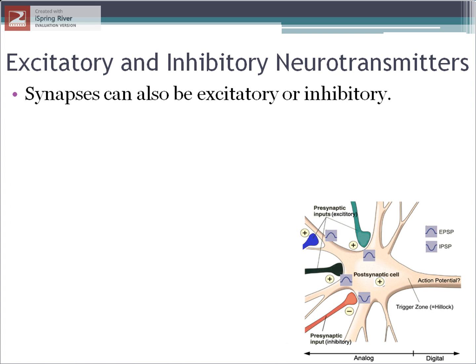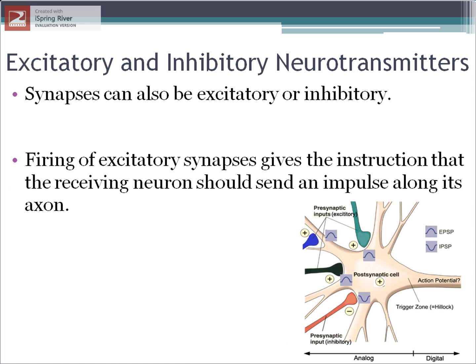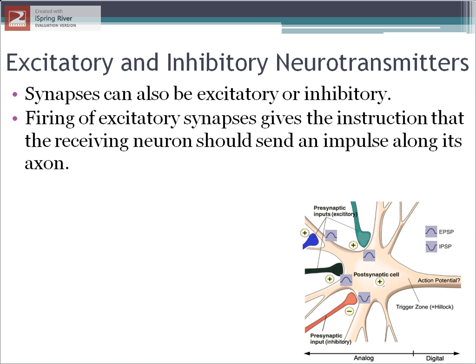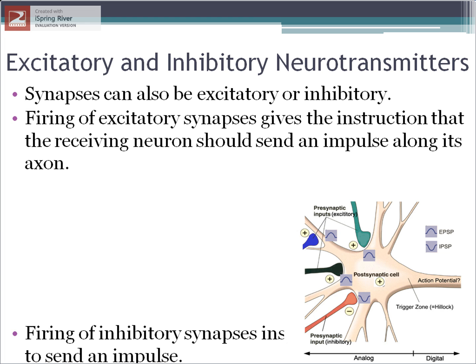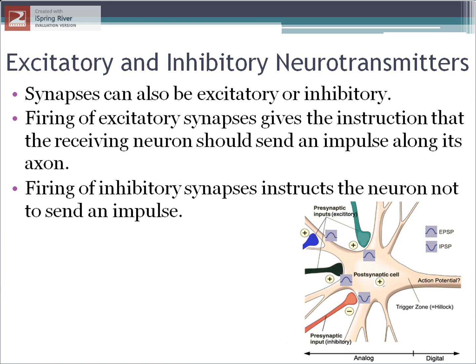Synapses can be excitatory or inhibitory. Firing off excitatory synapses gives the instruction that receiving neurons should send an impulse along its axon. Firing inhibitory synapses instructs the neuron not to send an impulse.